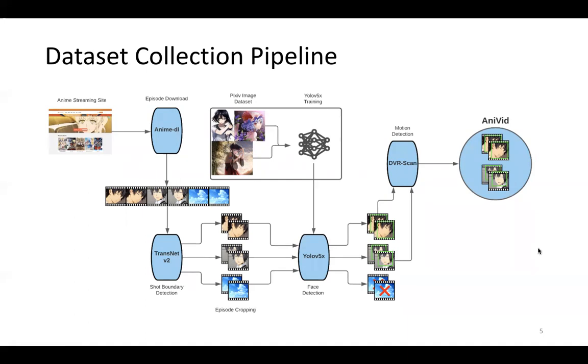On the side, I trained a YOLO v5x model on the Pixiv image dataset, and I evaluated this model on these shorter video clips. Any video clips with faces detected were kept, and video clips without faces detected were eliminated from the dataset. Lastly, I performed the task of motion detection on these clips using the DVR-Scan model. Any clips that did not have any detected motion were removed from the dataset as they would not be suitable training data for the first order motion model.